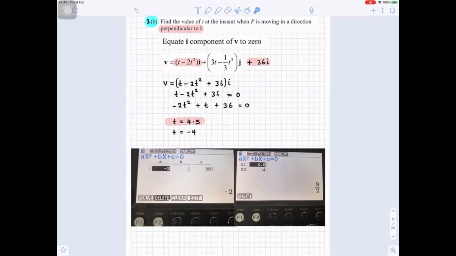We can swap positions so it looks like a quadratic. The minus 2t squared can come in front, so it becomes minus 2t squared plus t plus 36 equals 0. So in your calculator, minus 2 is for the a, 1 is for the b, and 36 is for the c. When you put that in your calculator, you will get two answers, 4.5 and minus 4. So we will reject minus 4, and your answer t is 4.5.